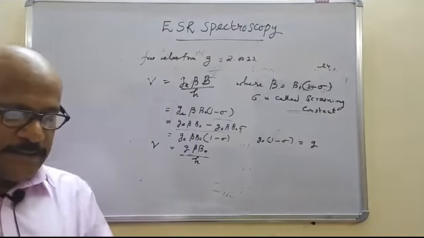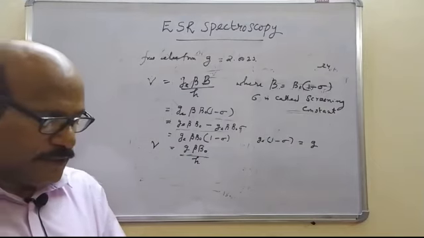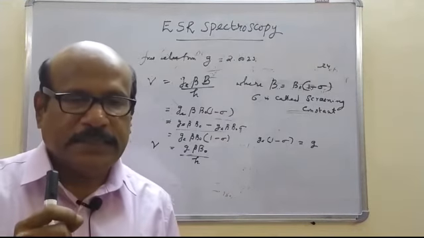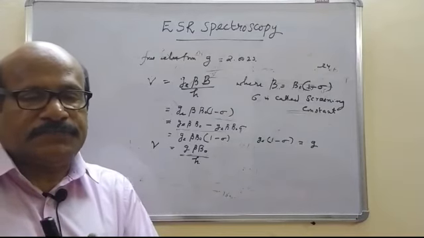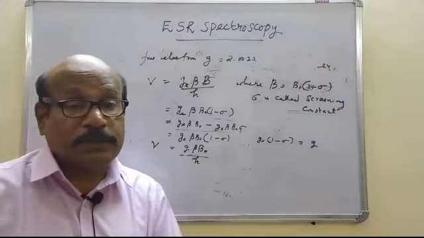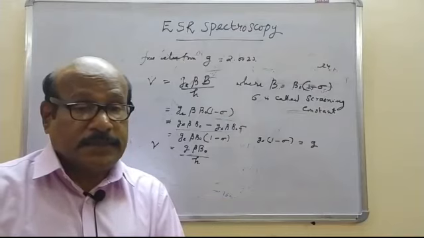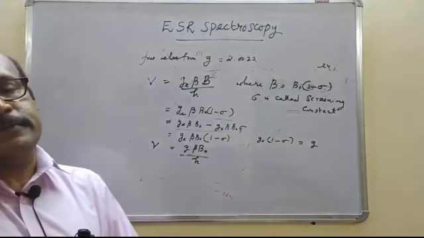The g factor in ESR is sometimes referred to as the counterpart of chemical shift delta in NMR.